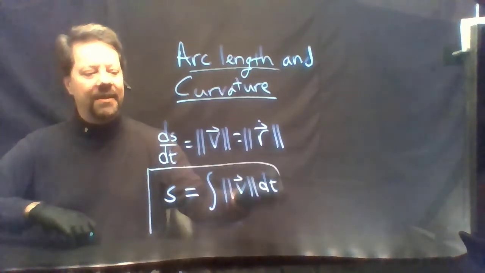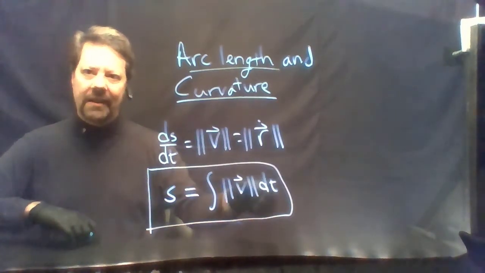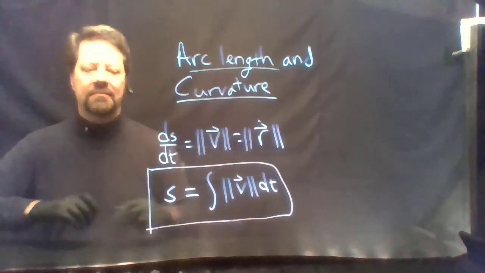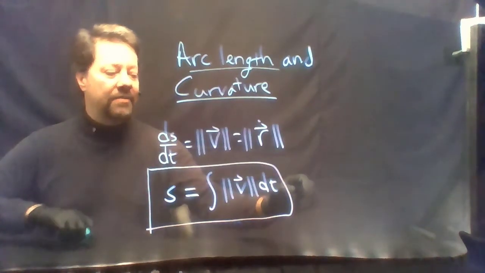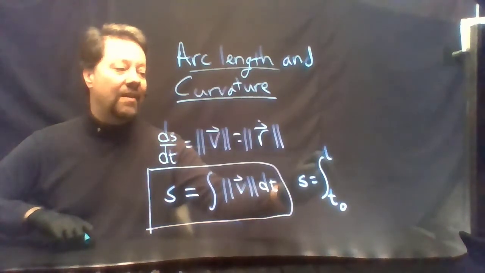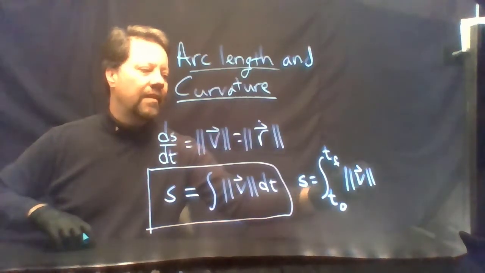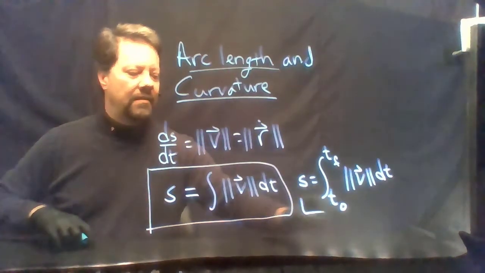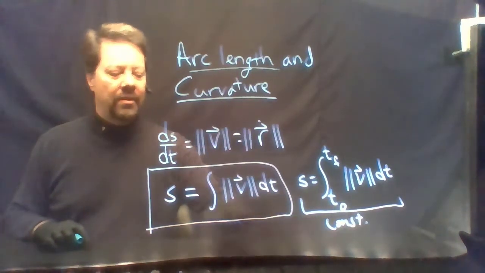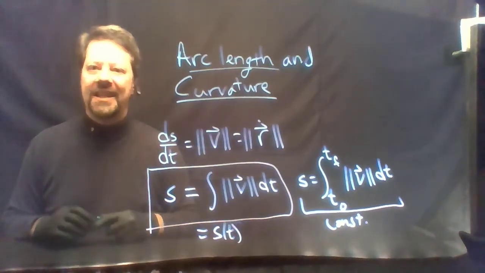This gives us something of an arc length parameter. To within a constant, how far you've traveled down the curve at each time. We can also find the total arc length by integrating from some initial parameter t0 to some final parameter tf. This will be some constant. Over here we get the arc length as a function of the parameter t.